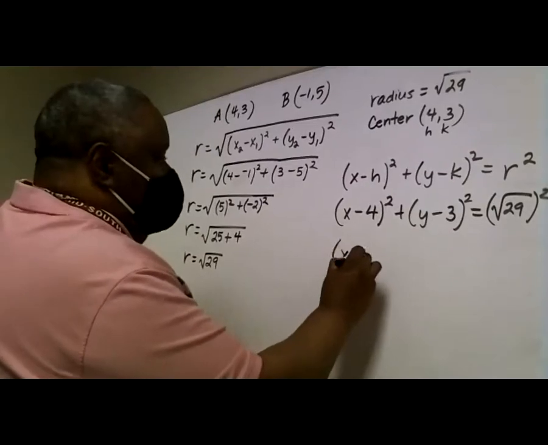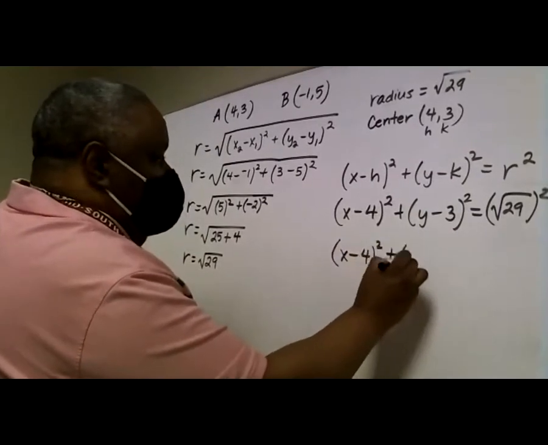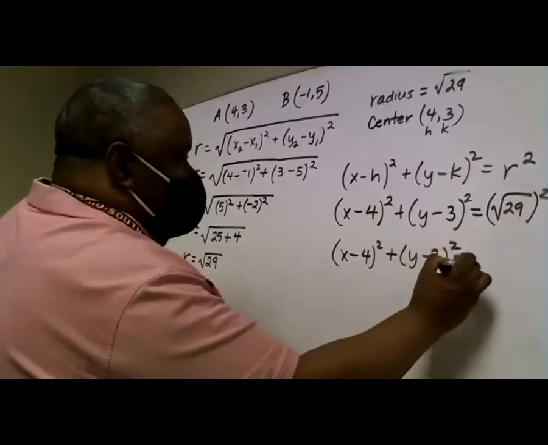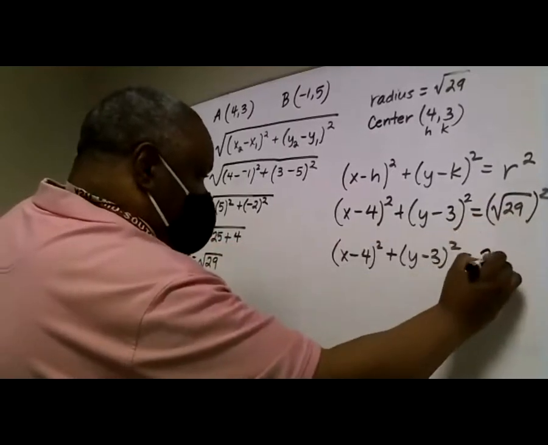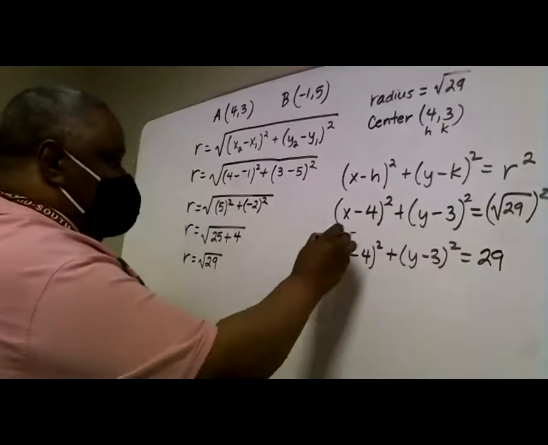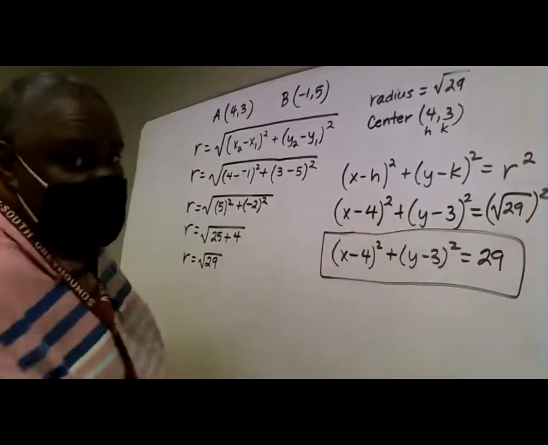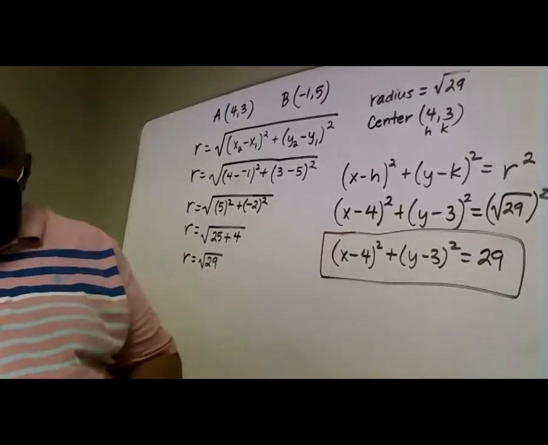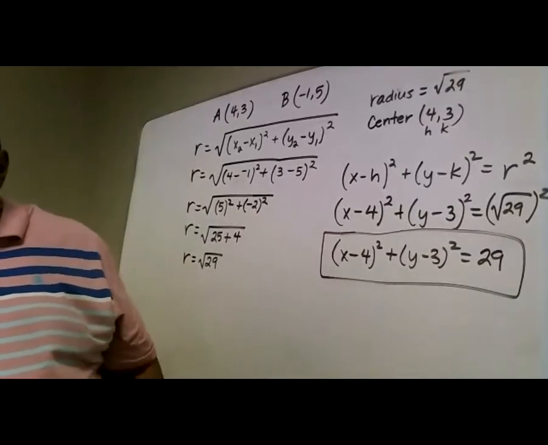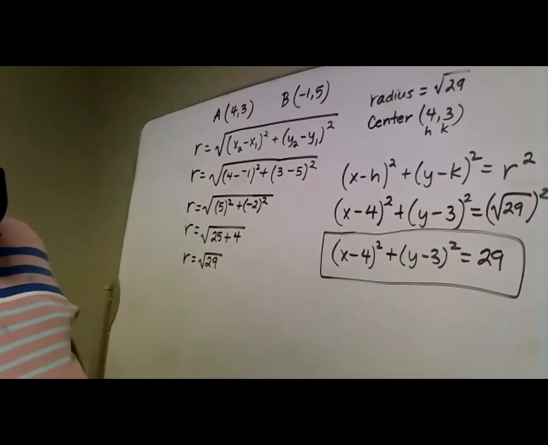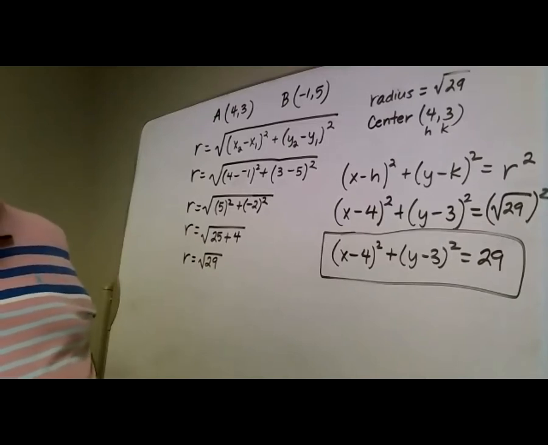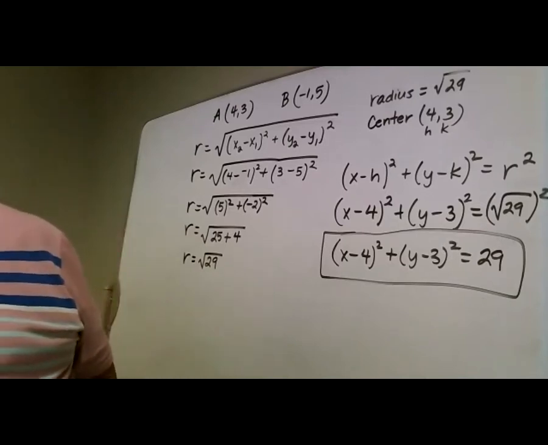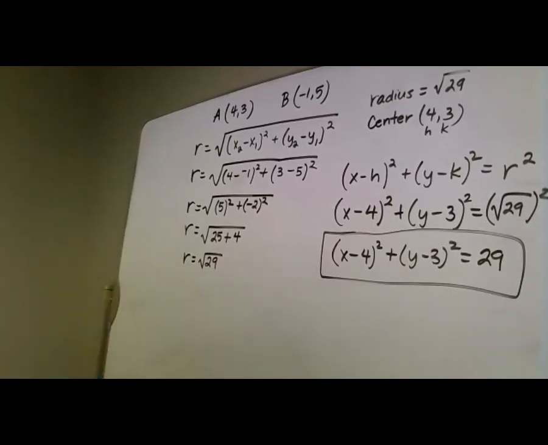Now, this will be X minus 4 quantity squared plus Y minus 3 quantity squared. That's equal to, if I have the square root of 29 and I turn around and square, it's going to be what's underneath that radical. That'd be 29. So this is the standard equation of this circle, with the center at 4, 3, and the radius at the square root of 29. So that is the solution to problem 5.